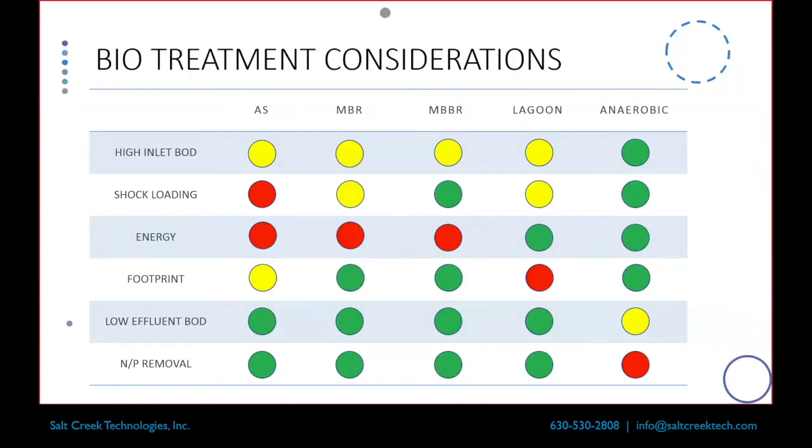Again, this is just kind of the things to think about and look at. I'm not going to go through all of these in nitty-gritty detail, but I think the key ones are if you have nitrogen, phosphorus removal, anaerobic's not going to be your one. If you have high inlet BOD, anaerobic is something to consider. If you need really low effluent BOD, you want to think about one of the activated sludge conventional aerobic treatment systems.